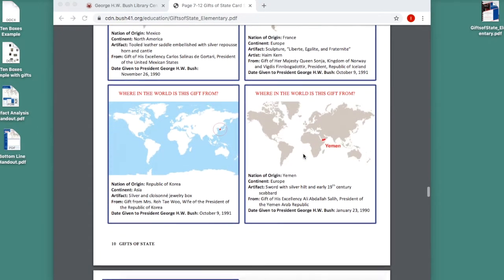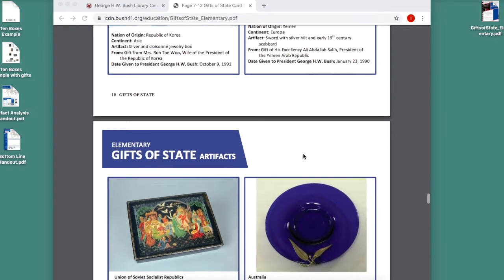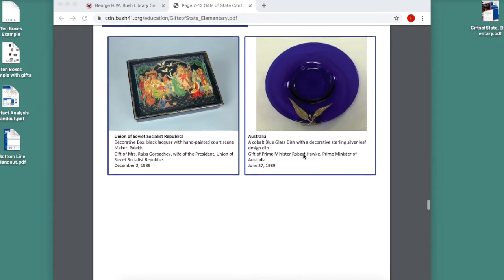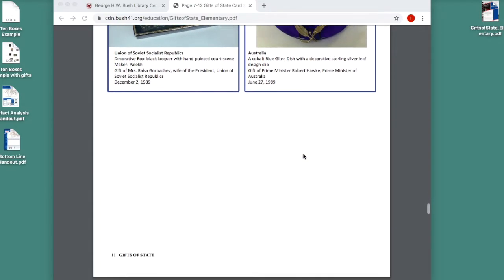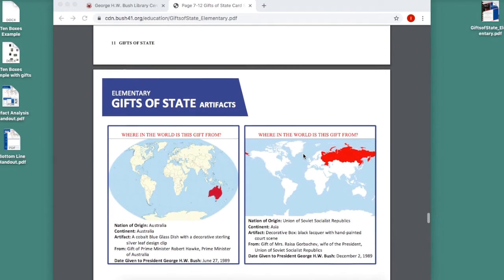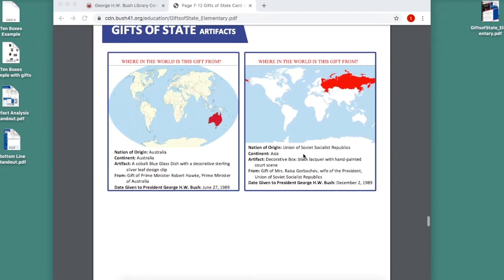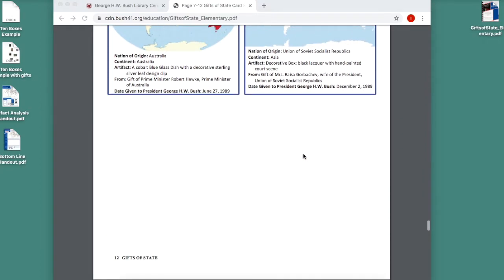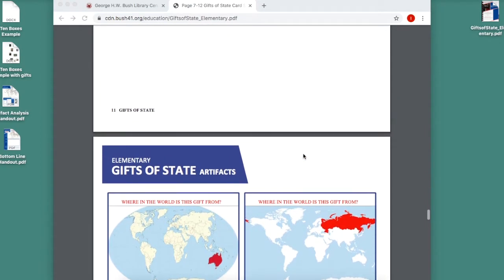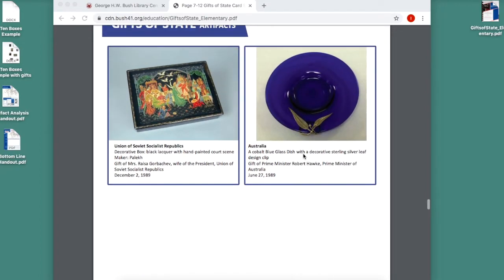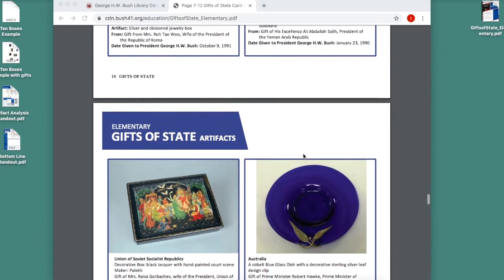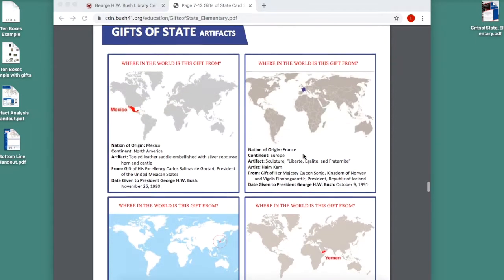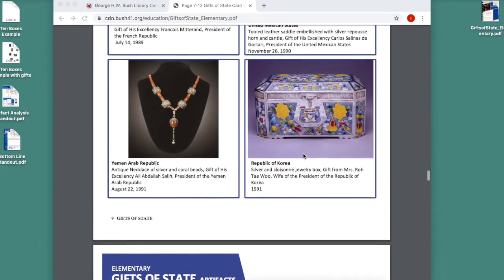So you're looking at the maps, you're looking at the objects. What is a gift of state? How are the maps relating to the objects? Why do the objects matter as artifacts? What is a gift of state?